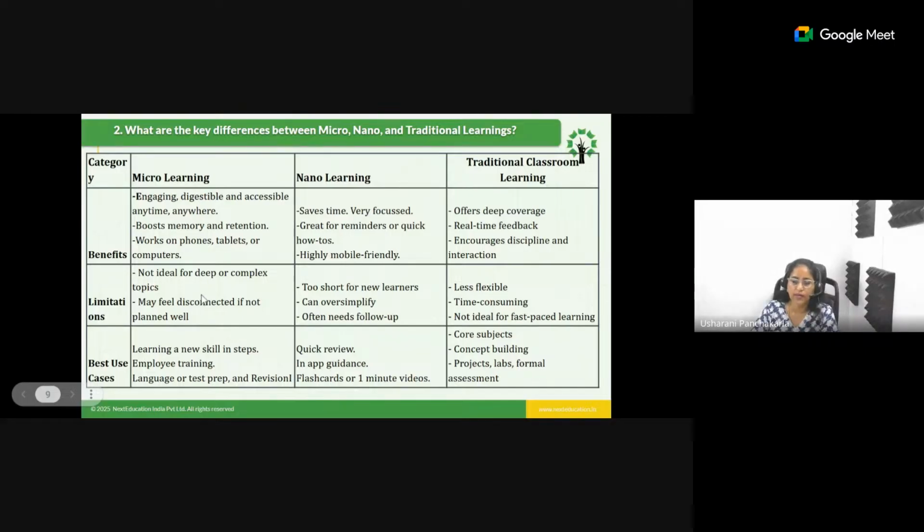But if it is a lower grade, 2 minutes or 3 minutes, not more than that. I can say pre-primary. When it comes to preparatory stage, it should be around 5 to 8 minutes, not more than that.